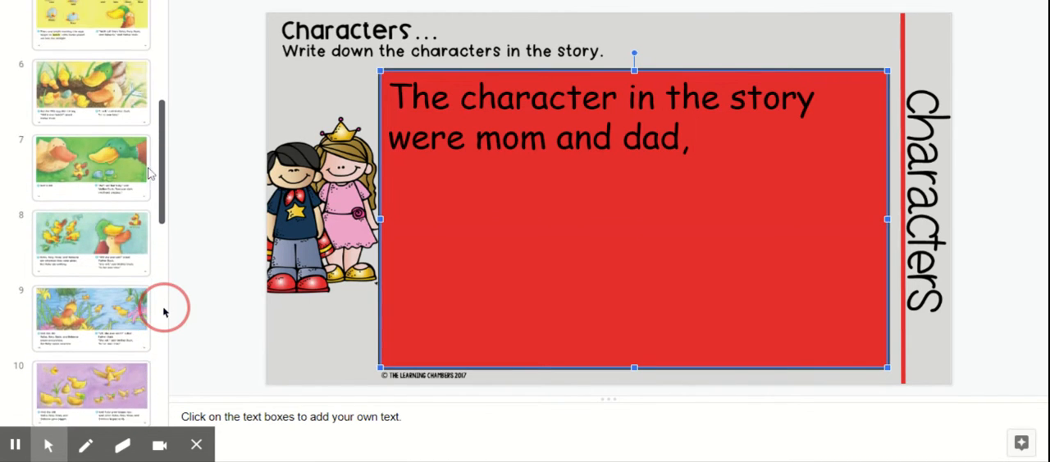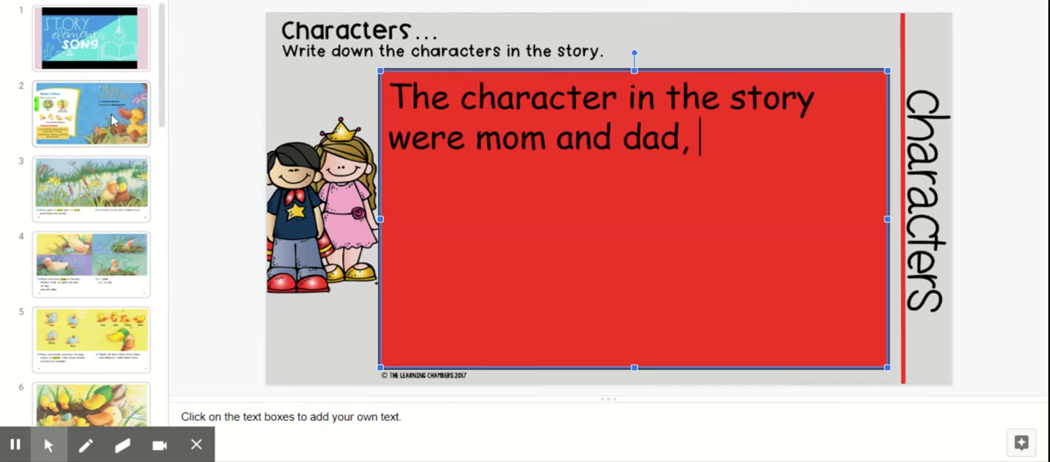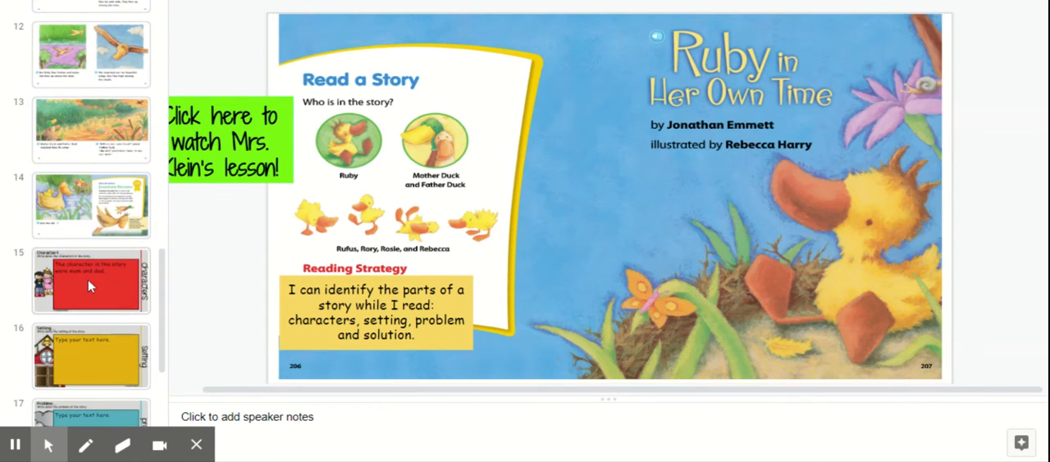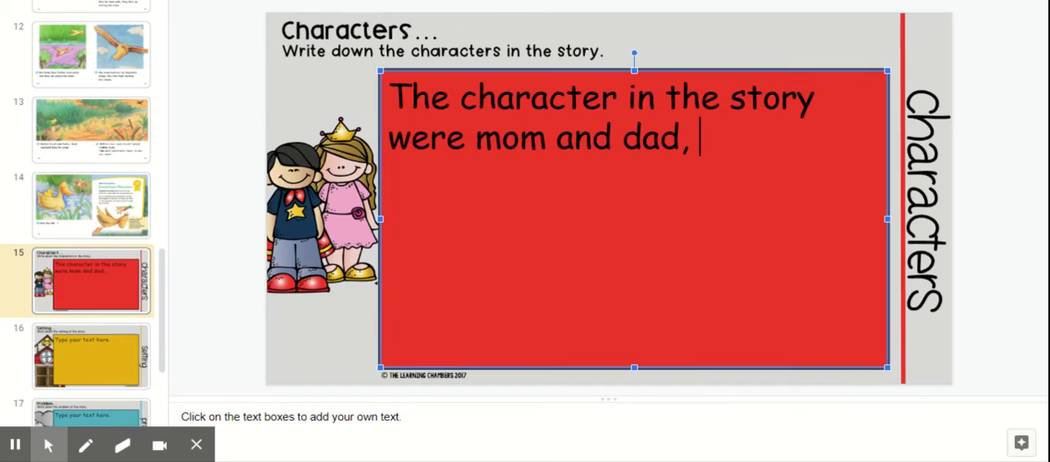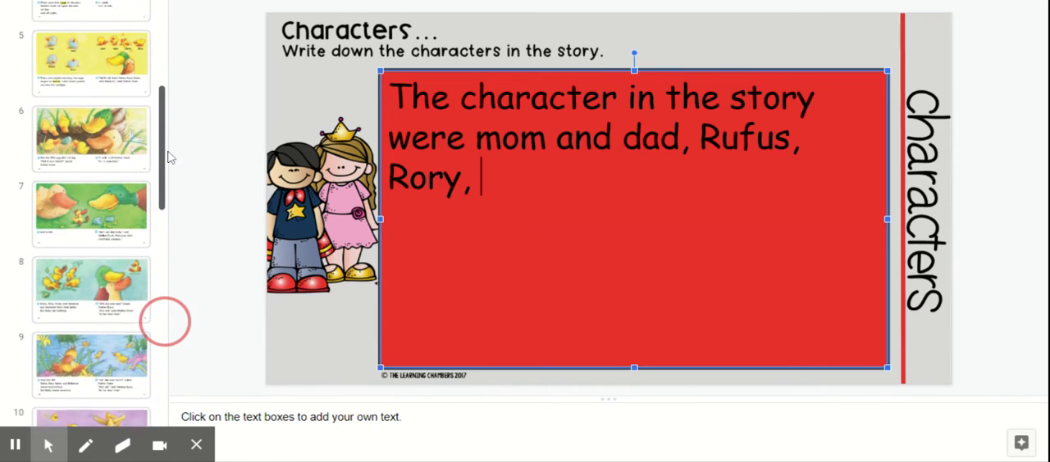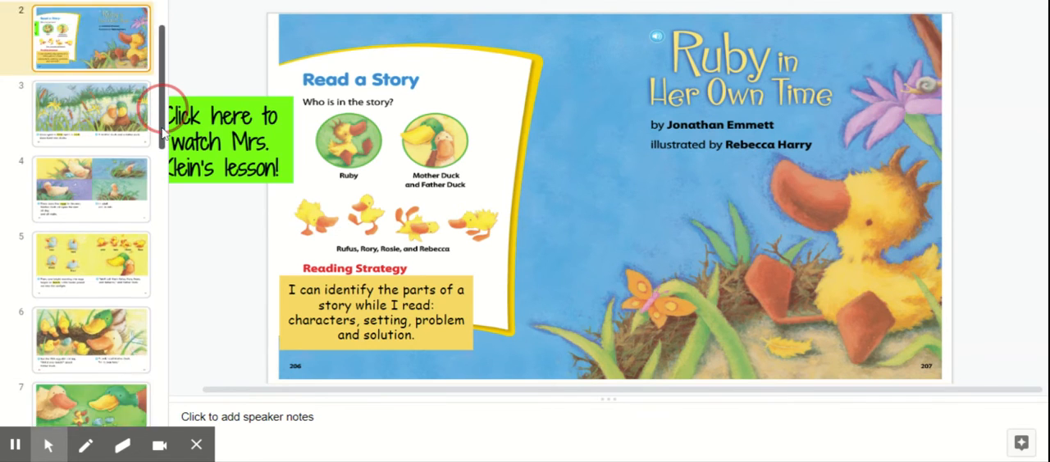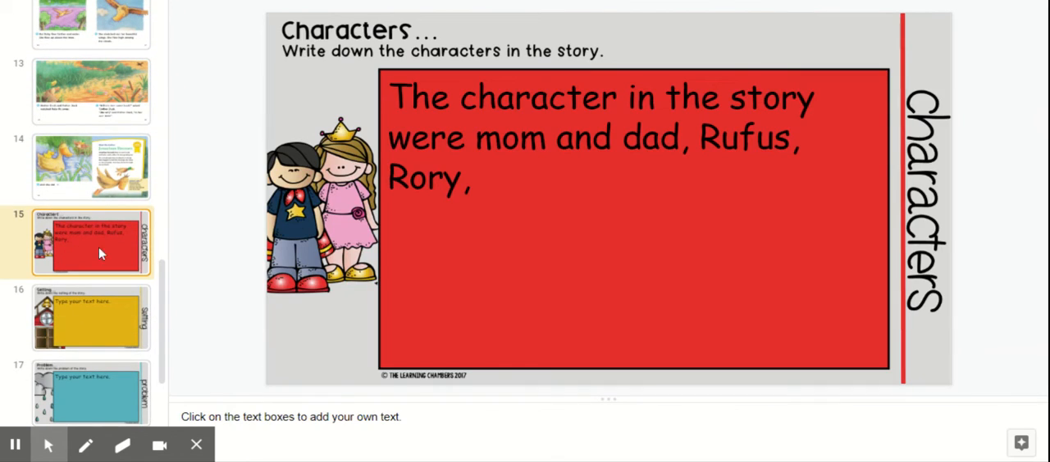I can go back to the slide where we started the story just to remember. Let's see. Rufus, Rory. I know Rebecca was one of them, and Rosie and Rebecca. Oh, how could I forget that name? I have a friend named Rosie. Okay, so I'm going to write here Rosie and Rebecca.